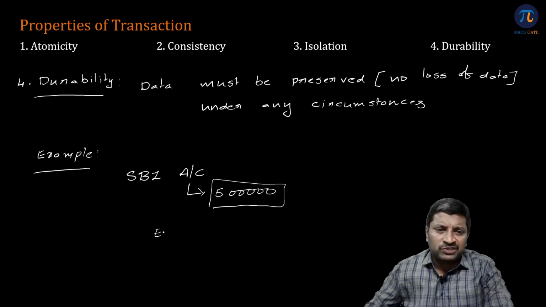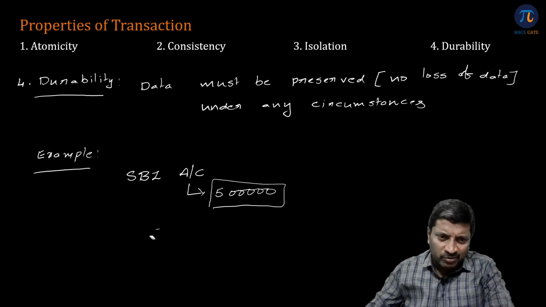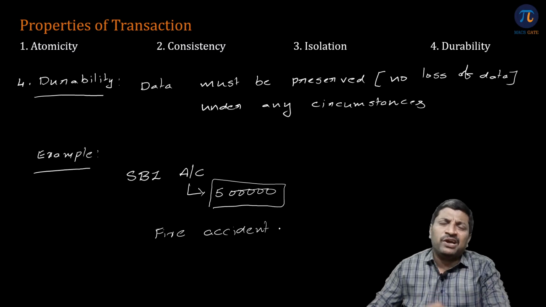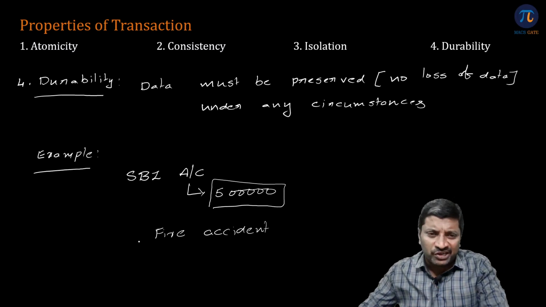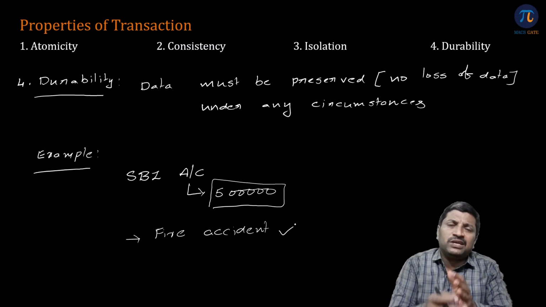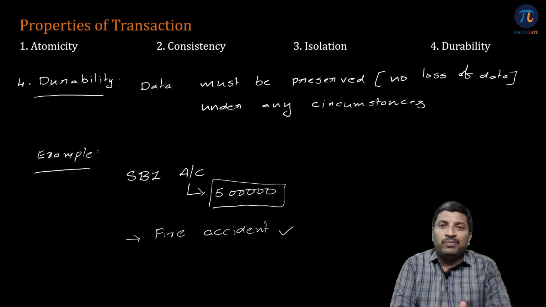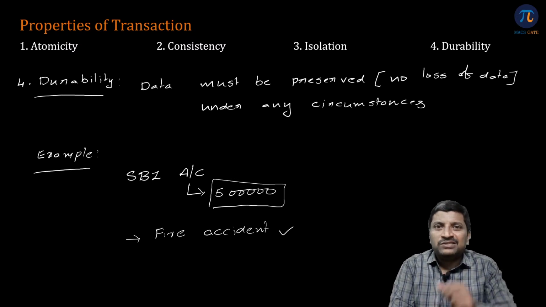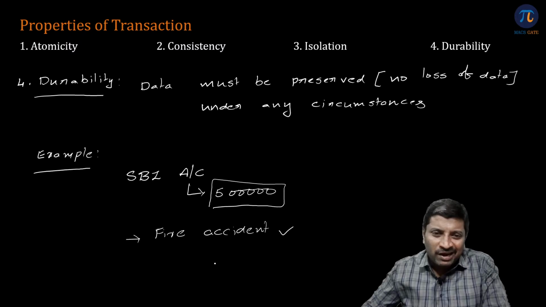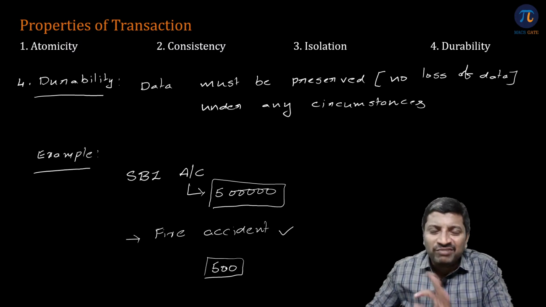Suppose suddenly there is a fire accident in the main branch, or in the branch where the server is located. Let us assume there is a fire accident at the location where the SBI servers were located. Then managers should not tell customers, sir, a fire accident happened, so we don't know your bank balance, so on average we are giving 500 rupees to everyone. Will you accept, sir? No one will accept, right?